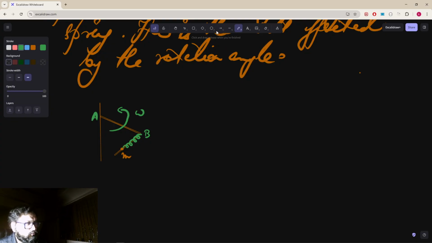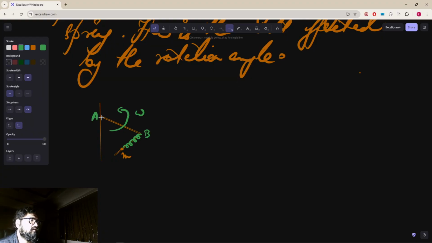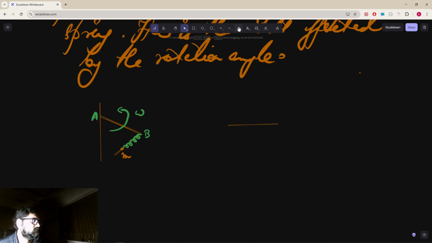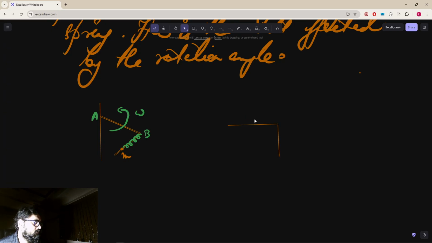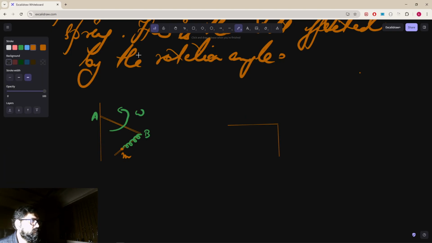If I draw the 2D view, it would be something like this. I would have an L-shaped rod. I'll have my mass m attached at this point. This is going to be my point B, and I'll have a spring. This is the point about which this rod is rotating with an angular velocity of omega. This is what my setup is going to be.